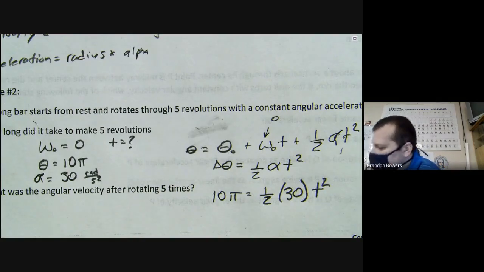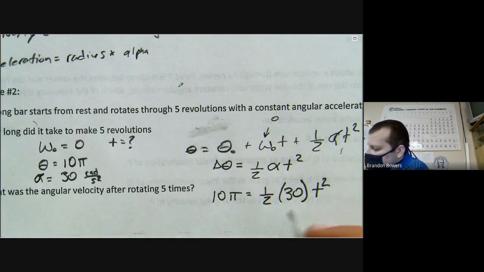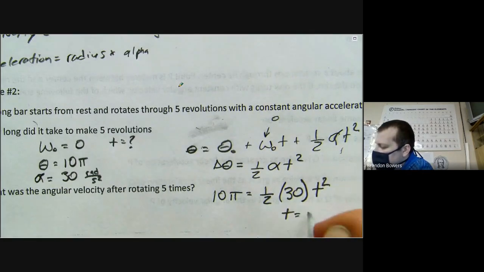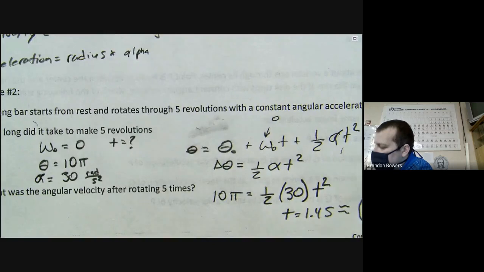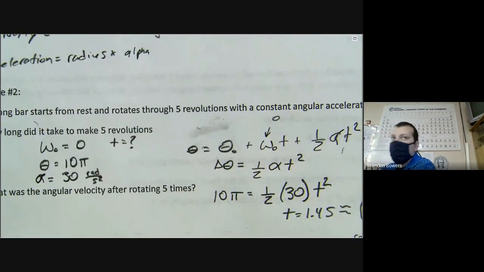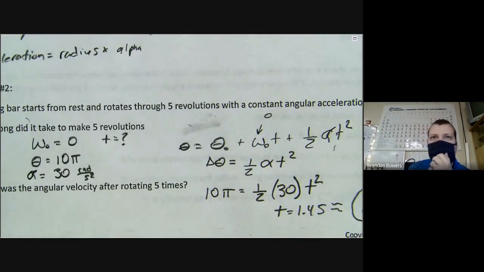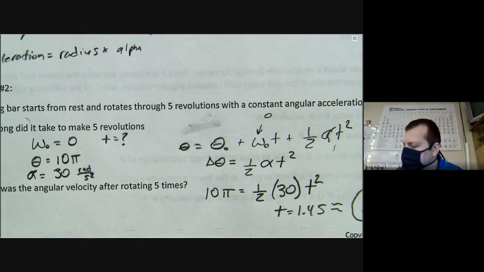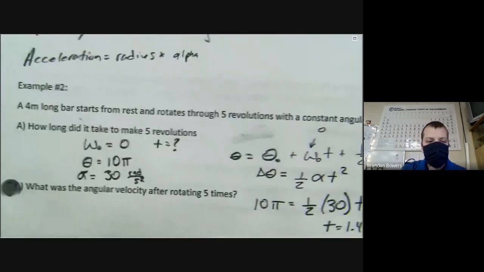Okay, so I got about 1.45 seconds. To sig figs, that would be 1 second. I'm not a fan of this whole sig fig thing. I have a question. Would you do 10 pi divided by 15? Yeah, that's it, and then you take the square root of that.